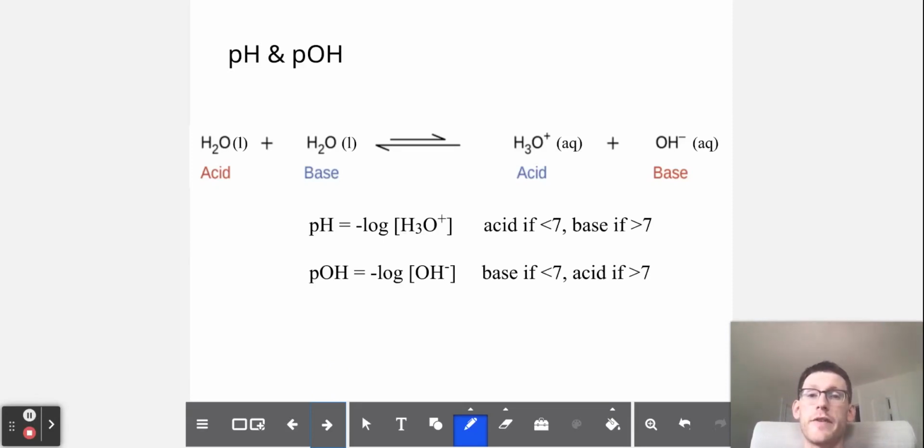By the definition of acidity, if you have more H3O+ than OH-, you have an acid. If you have more hydroxide than hydronium, you have a base. And since the product of the concentrations of hydroxide and hydronium will always be 10 to the negative 14th, that means that if your pH is less than 7, you have more H3O+ than hydroxide. And if the pH is greater than 7, it means you have less hydronium than hydroxide. For pOH, it's the same but in reverse.